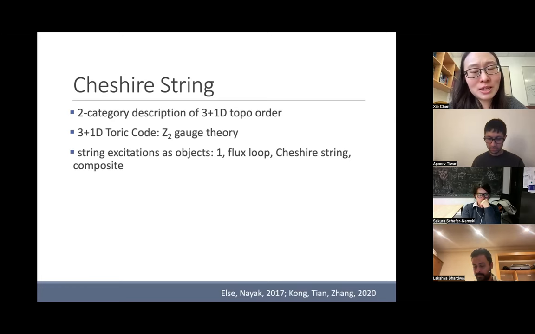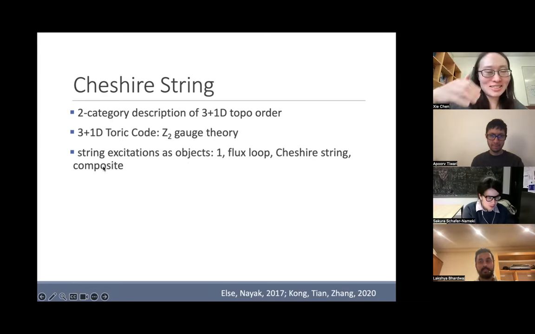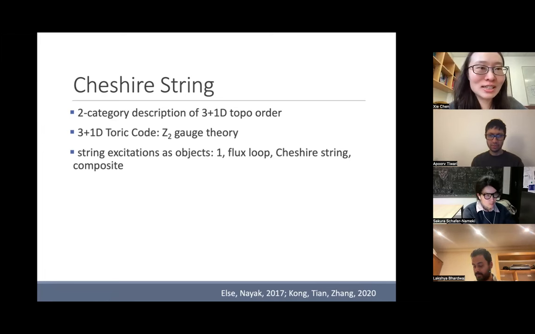So when we try to characterize the excitations in 3+1D toric code, instead of saying the basic objects are the gauge charge and gauge flux loop, the higher category theory is saying that, well, let's start from defects that are one dimensional and then go down the dimension layer by layer. So the one-dimensional objects are, of course, the trivial object, and then the flux loop, and then the Cheshire string, and then their composite. So this is like raising the status of the Cheshire string to a very high level, as high as the flux loop, and not even including the gauge charge yet.